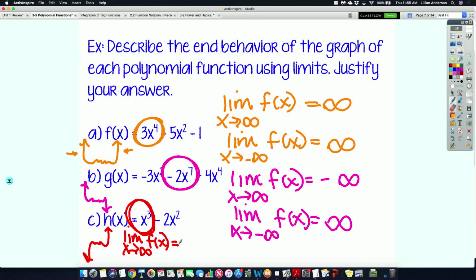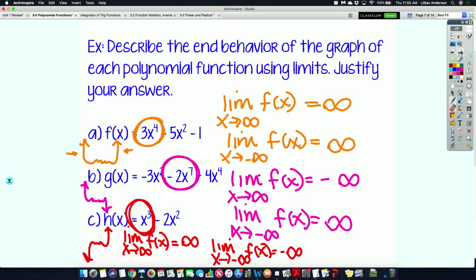So the limit as x approaches infinity of f of x is positive infinity, and the limit as x approaches negative infinity is negative infinity. You guys kind of already did this. Okay? Now we're just putting some terms to it. Any questions? So that's the ends of these polynomial functions.